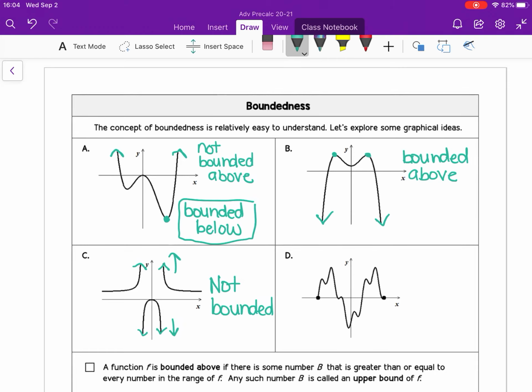And then our last example. We have tops, we have bottoms. It does not go on forever, it stops. So it is completely 100% bounded.